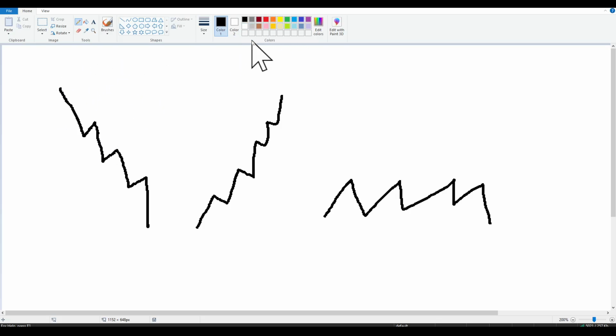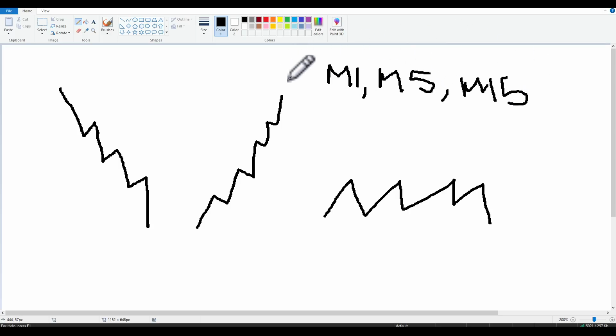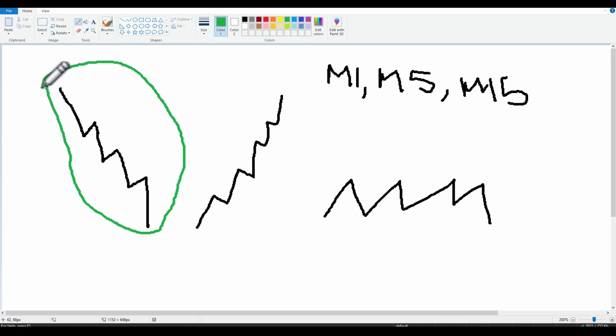So, if we are looking to get trades on the lower time frames, which is your M1, your M5, your M15, okay? If you want to do that type of scalping, the best way to do it is to look for markets where the price is actively showing you that it's going down, and then that the price is actively showing you that it's going up.